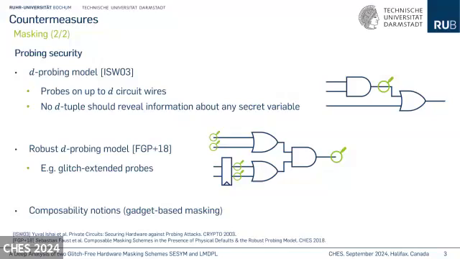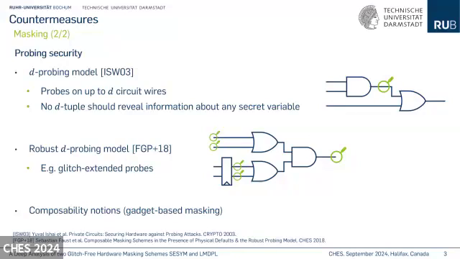So to formally prove that these circuits are secure, we use formal models. For example, the d-probing model, which gives the adversary the possibility to place up to d probes on circuit wires. If no tuple of these d observation spots gives any information about secret variables, then a circuit is considered to be d-order secure. However, this model does not cover any additional physical effects, for example, the glitches that I just explained. So a follow-up work also introduced the robust d-probing model, which, for example, covers the glitches using glitch-extended probes.